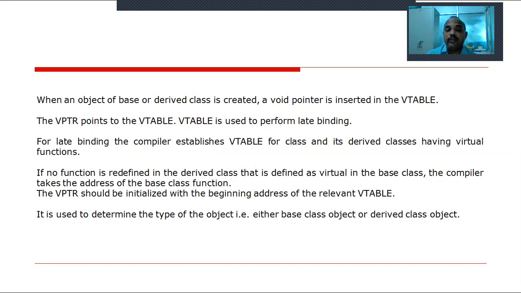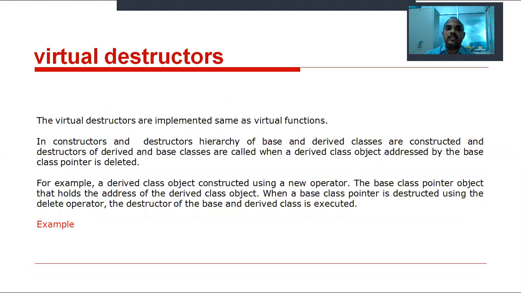Here also it is the same. If no function is redefined in the derived class that is defined as virtual in the base class, the compiler takes the addresses of the base class function. The VPTR should be initialized with the beginning address of the relevant virtual table. In the linked list, the first address is the header part, and based on the header part, we move from one element to the next. It is used to determine the type of the object, either a base class object or a derived class object.